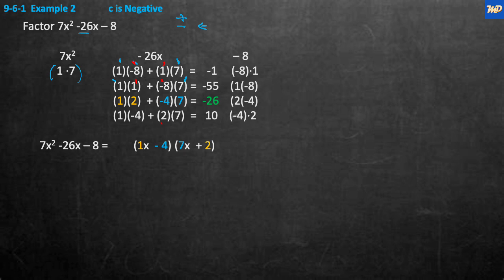How about 1 plus negative 56? That's way too big. Negative 55. How about 2 plus negative 28? That's going to be negative 26. Well, look at that. And the other one is negative 4 plus 14, which is going to give you 10. And yes, we want that one right there.